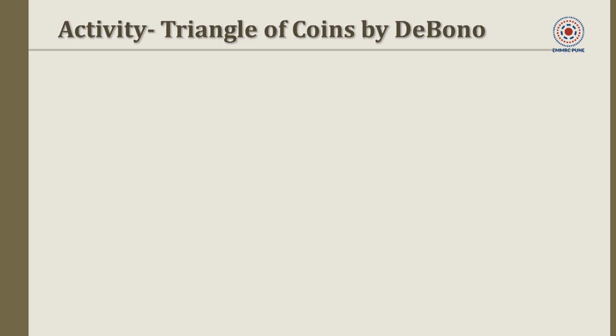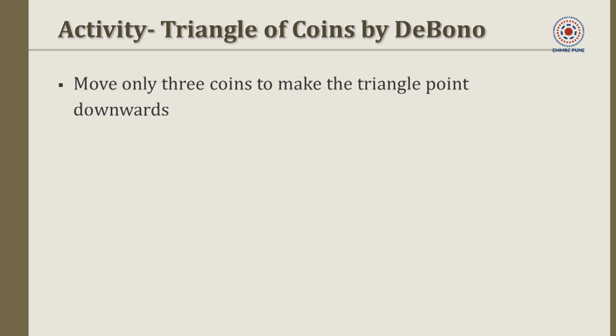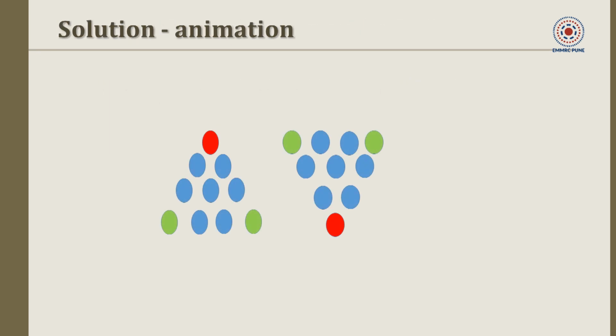As you can see, there are 10 coins arranged in the shape of a triangle. Your task is to move any 3 coins to make the triangle point downwards as shown on the screen. Could you solve it? If you were not successful, do not feel too bad. It is a hard one. Here is the solution to the problem.